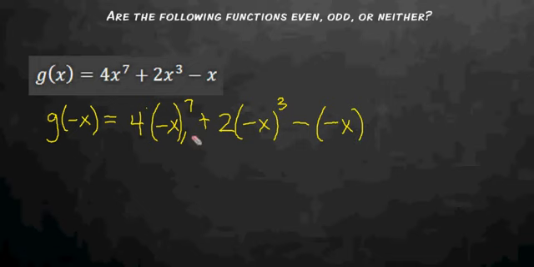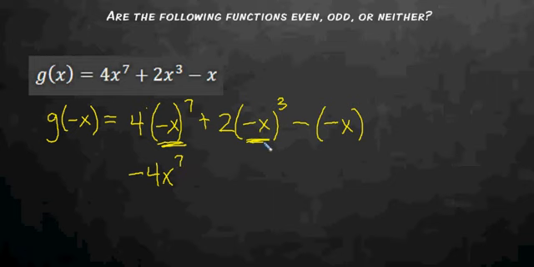Let me erase this little piece there. All right, so let's clean this up now. A negative x raised to the 7th power is going to return a negative x to the 7th. So I can go ahead and move that negative to the front and say that that would be negative 4x to the 7th power. It's just going to change the sign of that term.